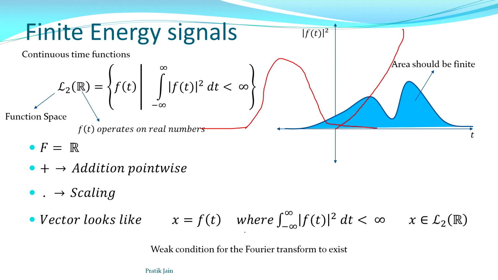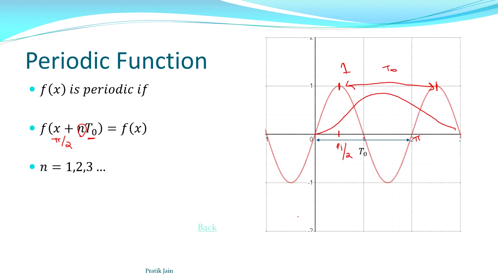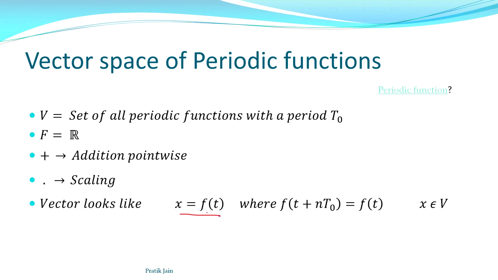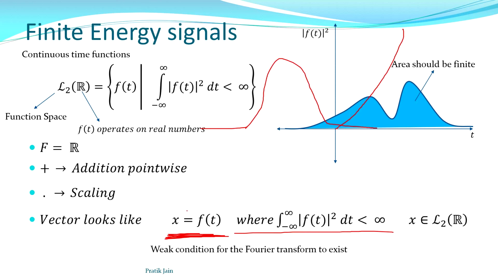So over here you can see that a vector looks like this. So a vector is actually a function. Again, a vector is a function over here, but over here it is a finite energy function. In the previous case, we saw that for periodic function, it was a periodic function. Over here, it is a finite energy function. So for people who know what is Fourier transform, these functions are a weak condition for the Fourier transform to exist. So Fourier transform does not exist for all the functions. So this is a weak condition for it to exist.